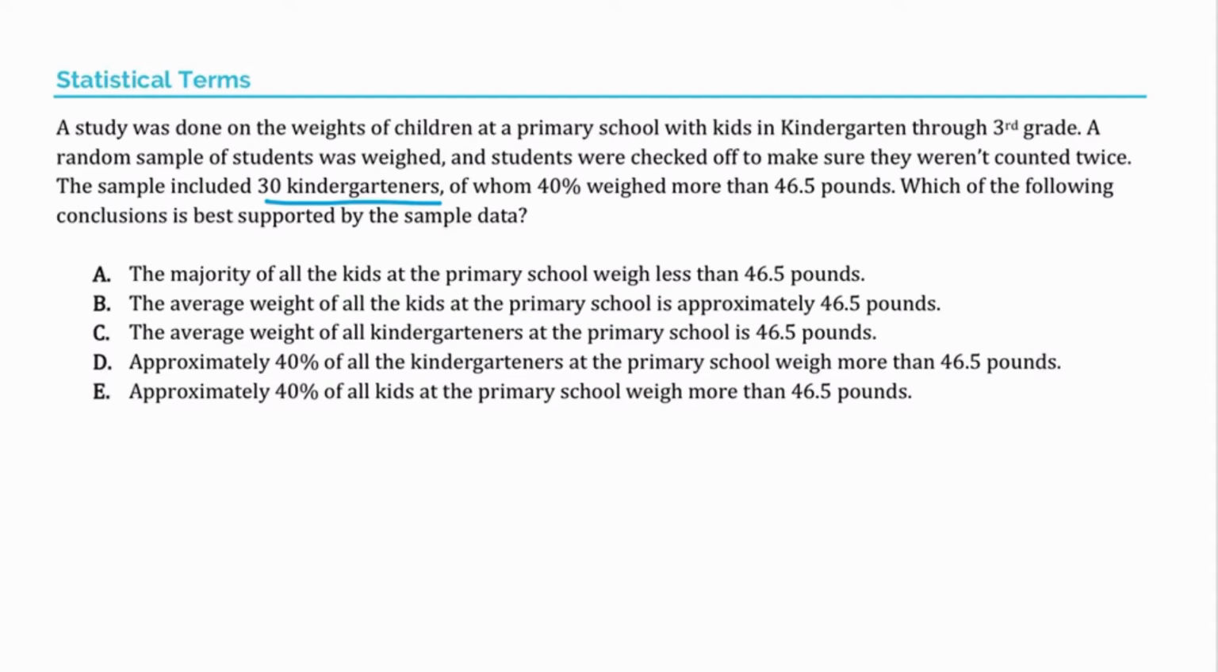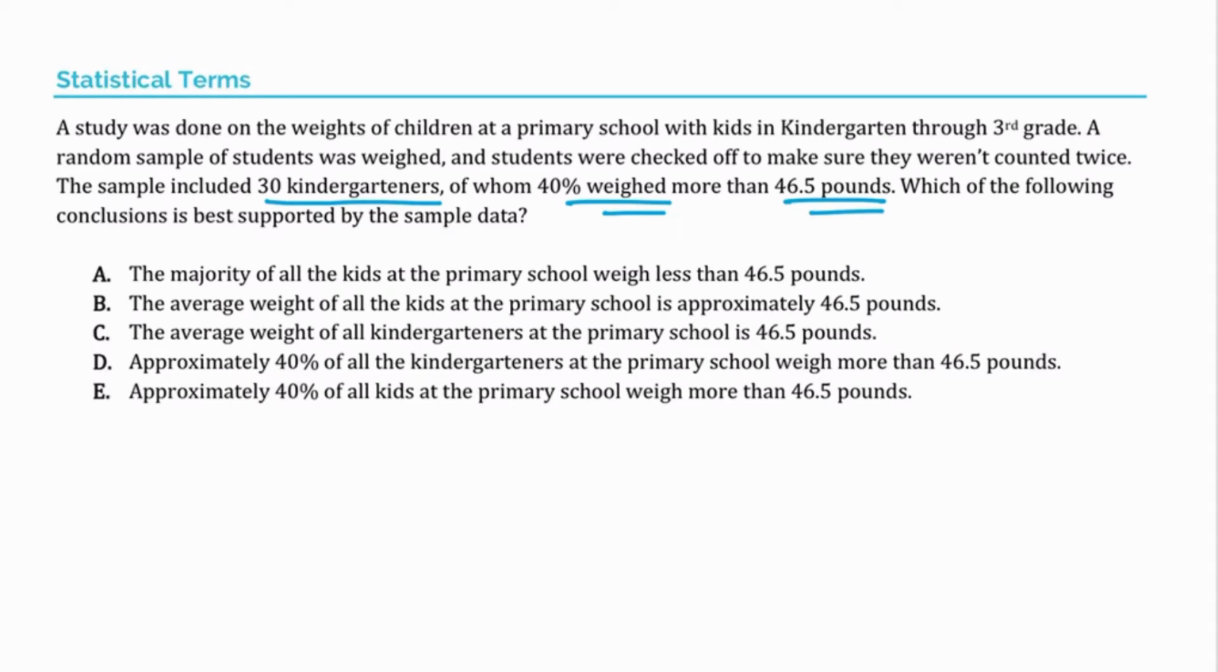So we can't take a sample only of kindergartners when the school has kindergarten, first, second, and third grade, and then think that only studying the kindergartners is going to tell us something about the entire school and all of those grades. So chances are that is what this question is going to be getting at. They tell us that we get 30 kindergartners, of whom 40% weighed more than 46.5 pounds. Okay, so that means that 60% of them either weigh exactly 46.5 pounds or they weigh less than that. Which of the following conclusions is best supported by the sample data?